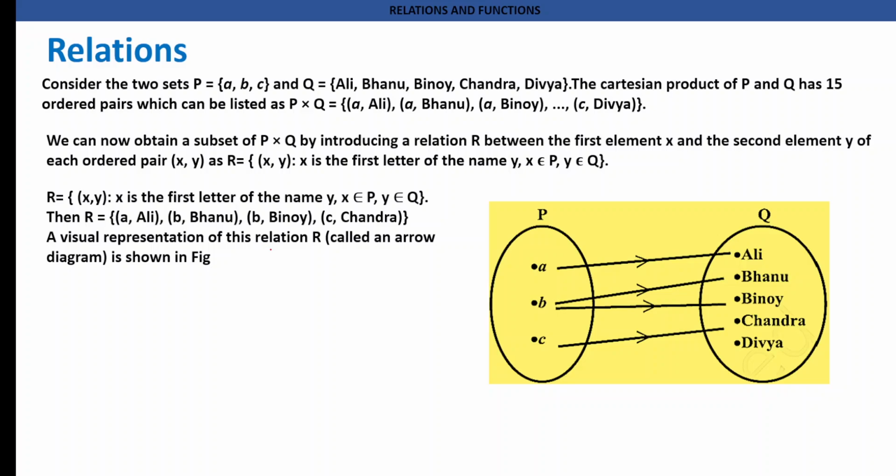So here a visual representation is given. See, whichever is in this set P, A is this letter, then the name starting with this A is Ali. So we are matching the relation: B with Banu and Binay, C with Chandra. So this is the relation.